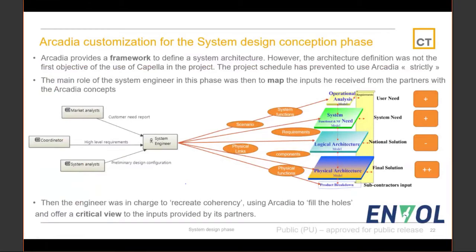The way Arcadia is defined is a very step-by-step approach. You start with operational analysis, then you use the results of your first layer to go to the second layer, the system needs analysis. And in the Capella tool, there are also transitions. For instance, you can transition from an upper perspective to a lower perspective. You can transition from a logical architecture to a physical architecture, but not the other way.